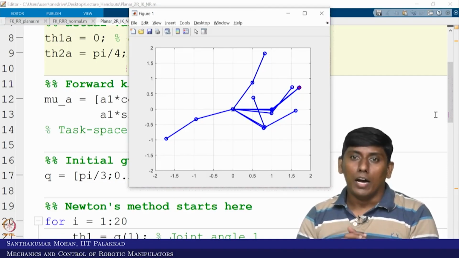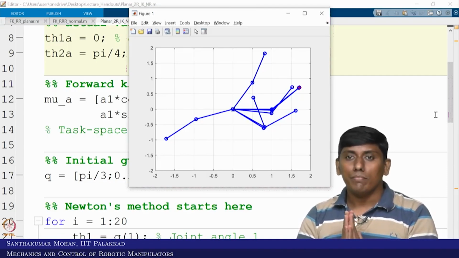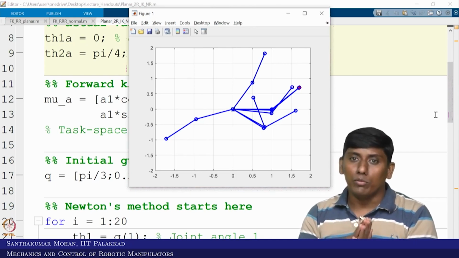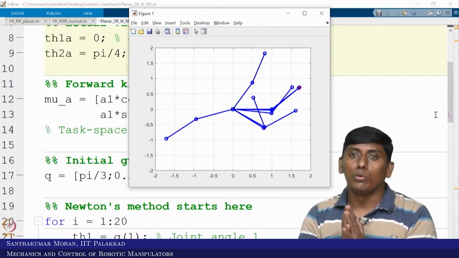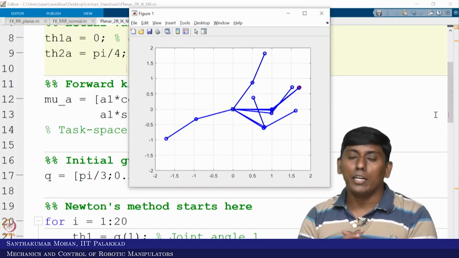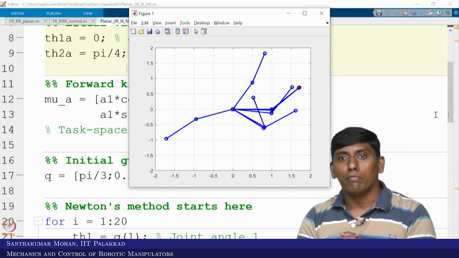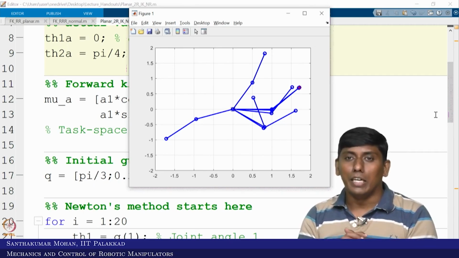So now I hope you understood what forward kinematics is, what inverse kinematics is, and how you can find the forward kinematics using one of the efficient tools called Matlab. The same way, the Newton-Raphson method can also be embedded in Matlab, and you can see the solution is very straightforward, in the sense it is very easy.